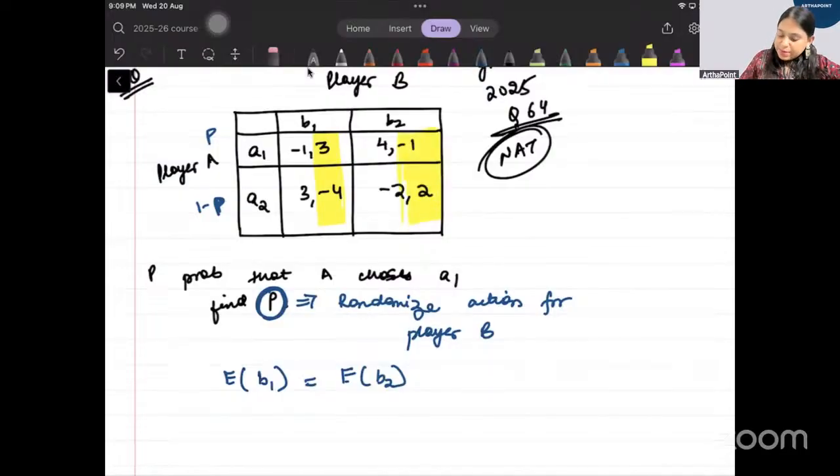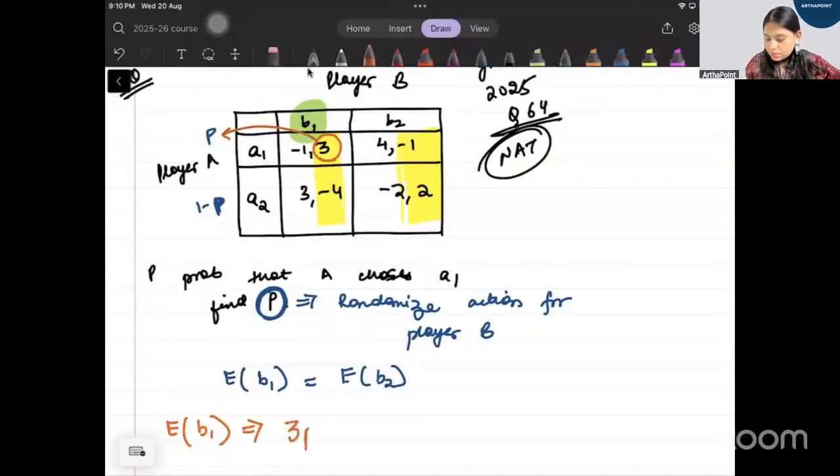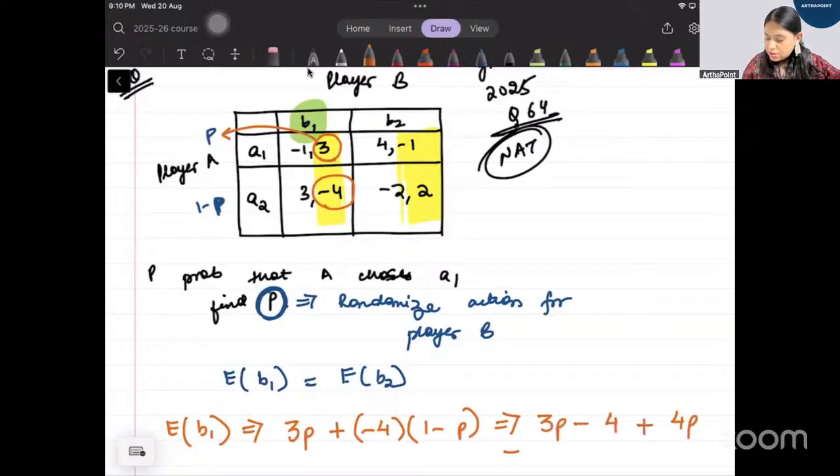His expected payoff from B1 depends on the probability with which player A is choosing. So he gets 3 with probability P, and he gets -4 with probability 1 minus P. So it will be 3P minus 4 plus 4P. So it will be 7P minus 4.